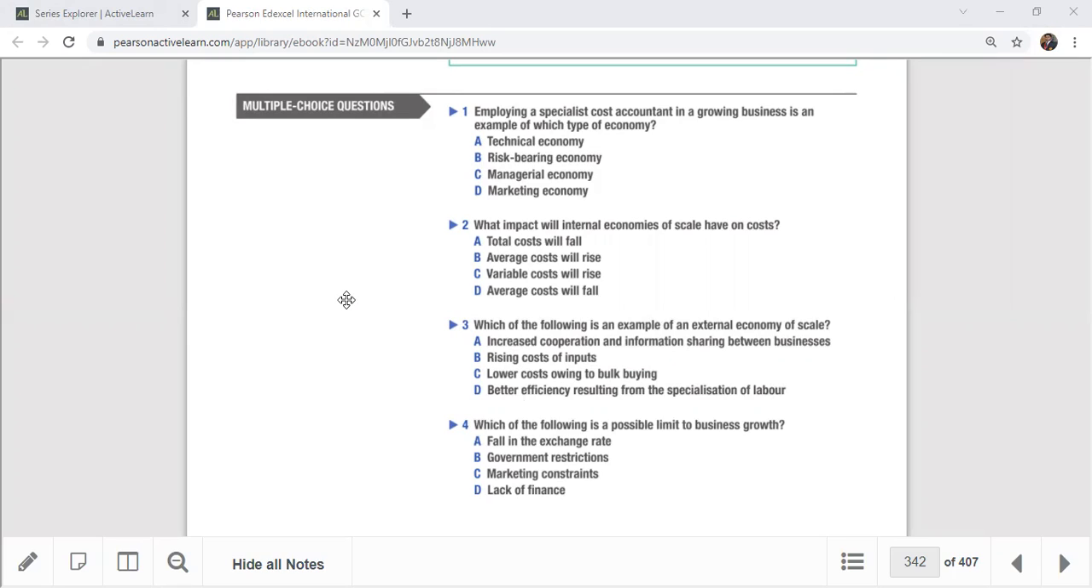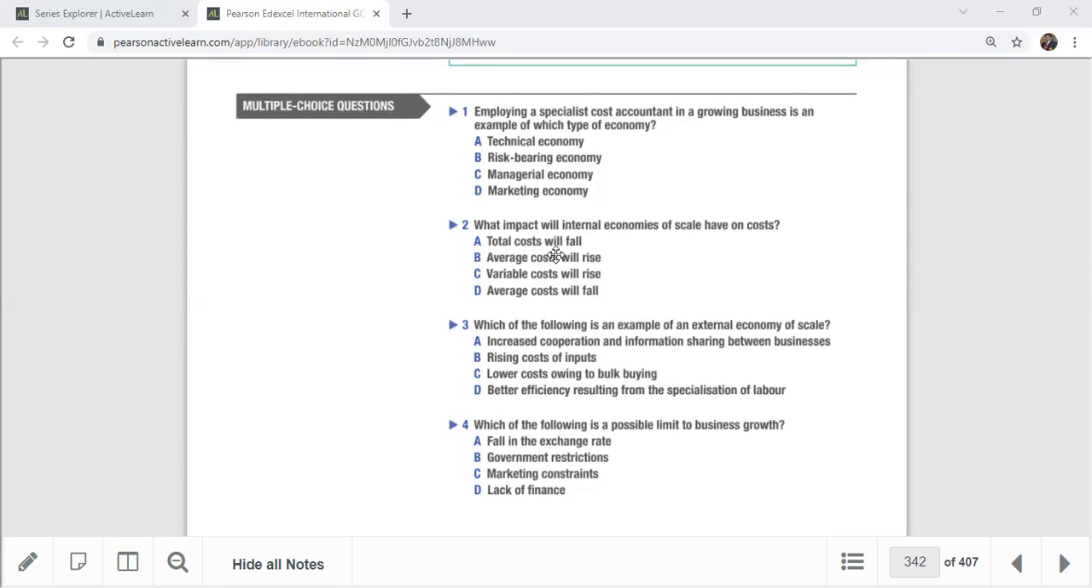Second question. What impact will internal economies of scale have on cost? A, total cost will fall. B, average cost will rise. C, variable cost will rise. D, average cost will fall.